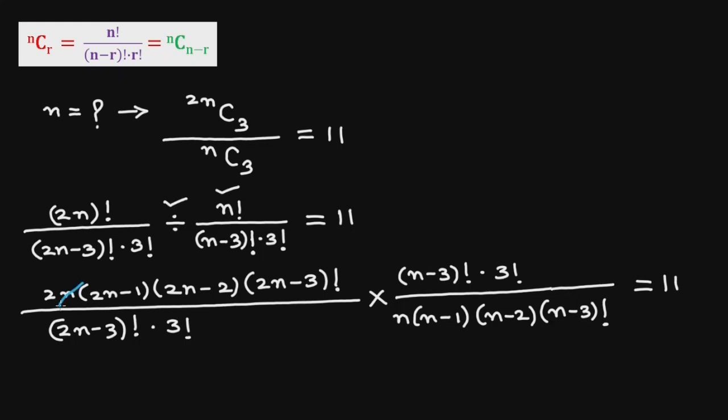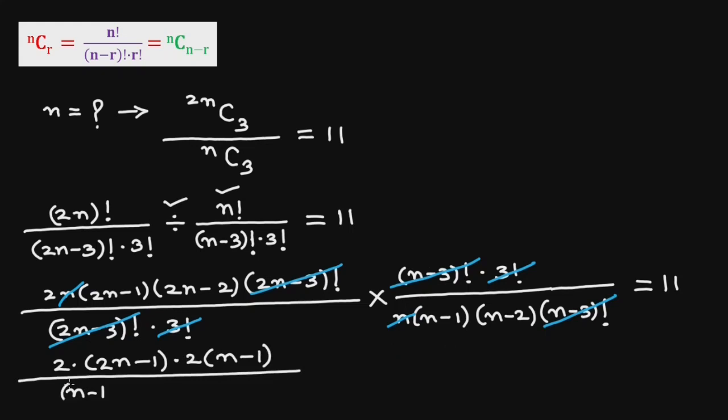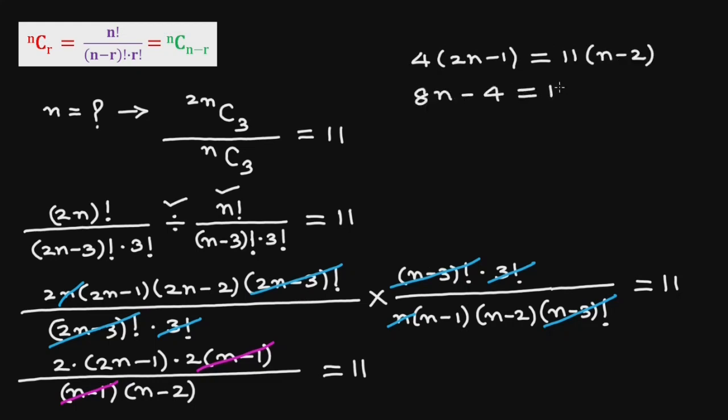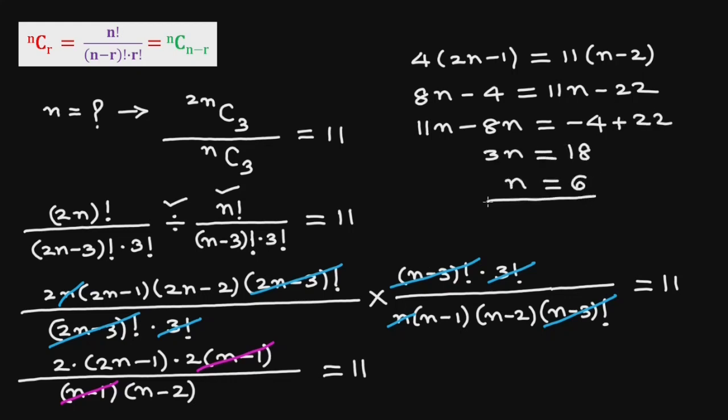We cancel this n, then 2n minus 3 factorial, then 3 factorial, and this n minus 3 factorial. So 2 into 2n minus 1 into 2 into n minus 1 upon n minus 1 into n minus 2 equals 11. Cancelling n minus 1, we write 4 into 2n minus 1 equals 11 into n minus 2. 8n minus 4 equals 11n minus 22. 11n minus 8n equals minus 4 plus 22. 3n equals 18. n equals 6. So this is the value of n.